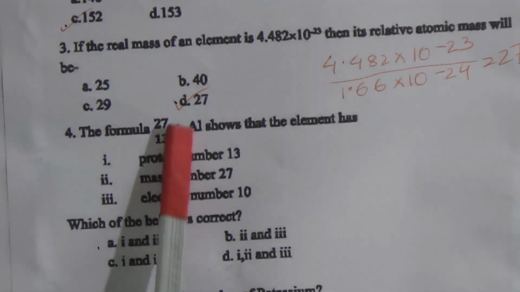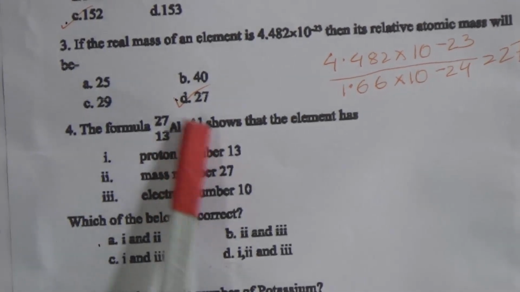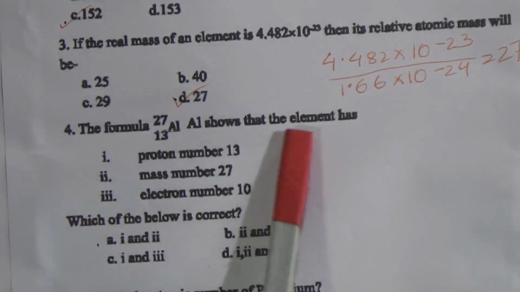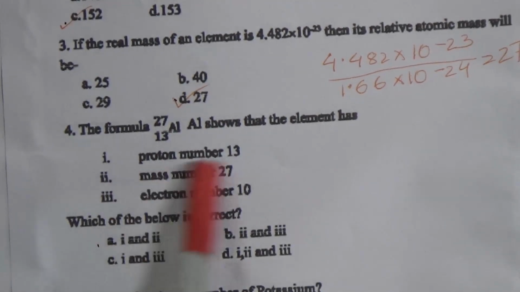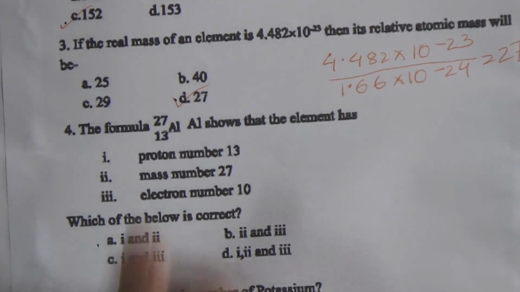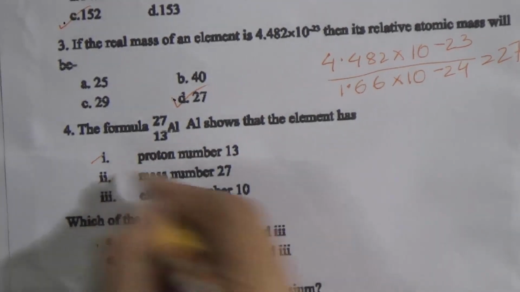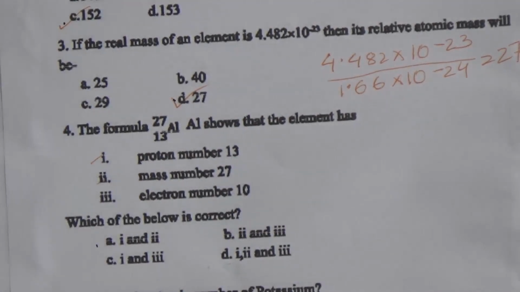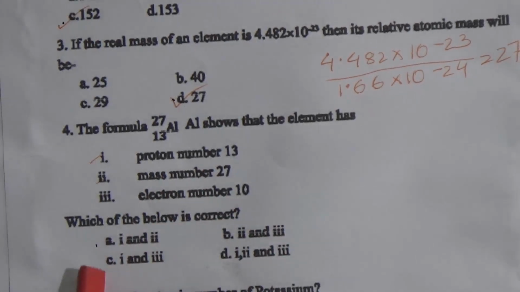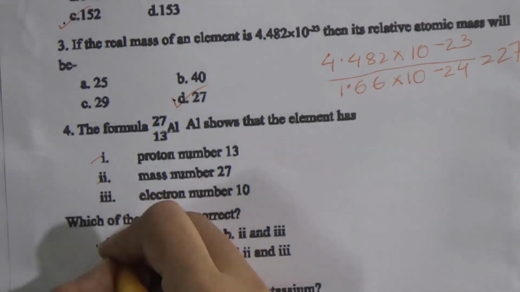The formula of aluminum, there is 27 and 13, and aluminum shows that the element has proton number 13, it is correct. Mass number 27, it is also correct. The electron number 10, it is incorrect. So the answer will be 1 and 2.